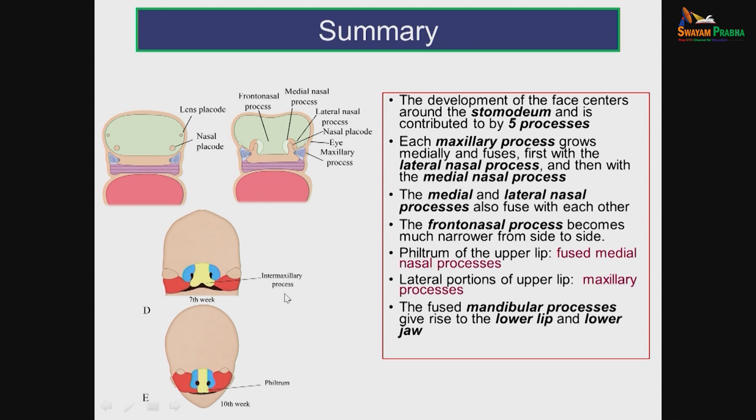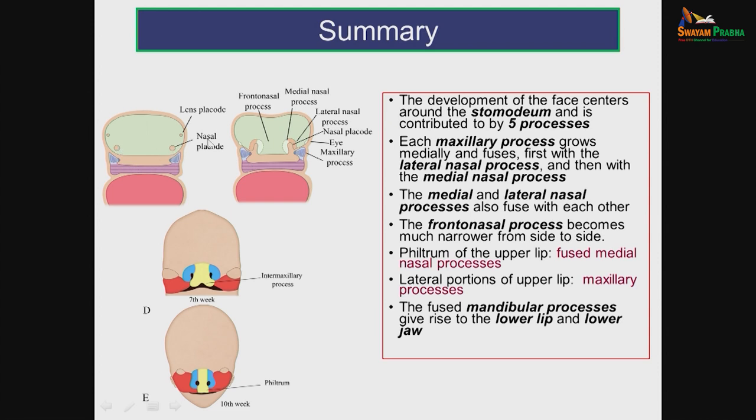I will just summarize what we have learnt till now. We have learnt that the development of face centers around the stomatodium, which is the future mouth, and is mainly contributed by five processes, namely frontonasal process, maxillary process and mandibular process. In the frontonasal process, an ectodermal thickening called the nasal placode is going to appear cranial to the stomatodium, lying on either side.